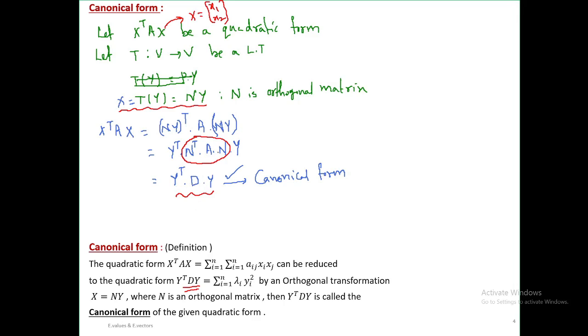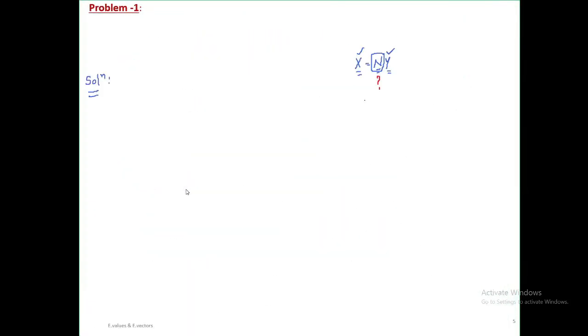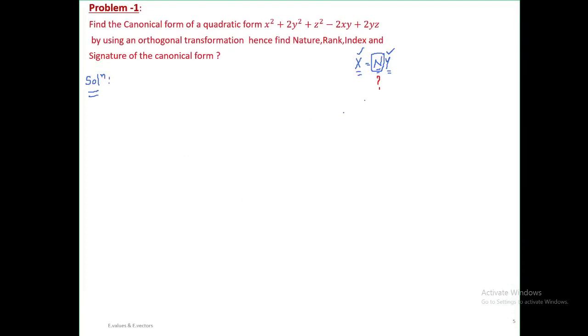So our main goal is to find N. Once N is known, I will compute this value, which is nothing but D. Then once D is obtained, I will find this one, which is nothing but the canonical form. Clear? Now let us do this. Our main goal is to find N.